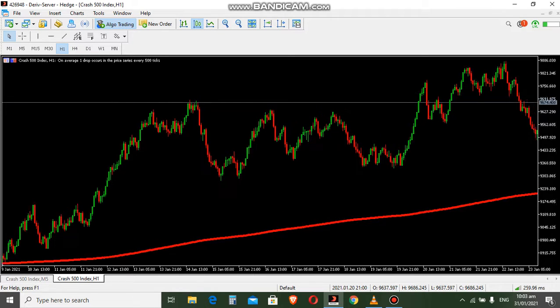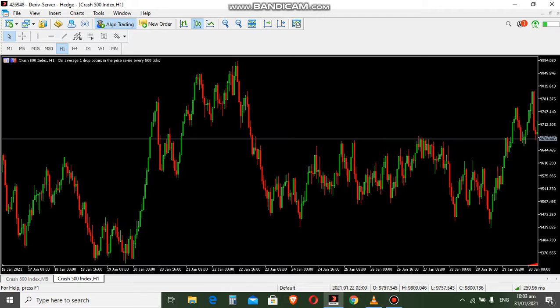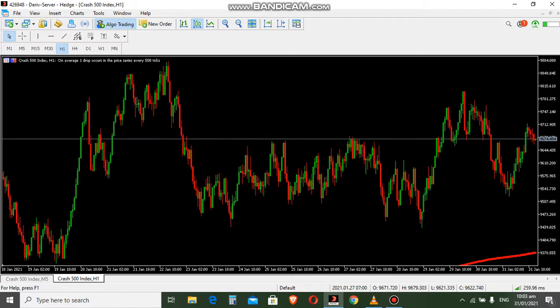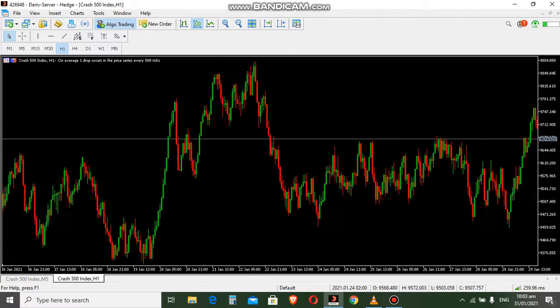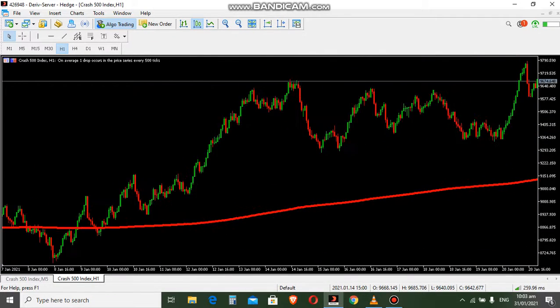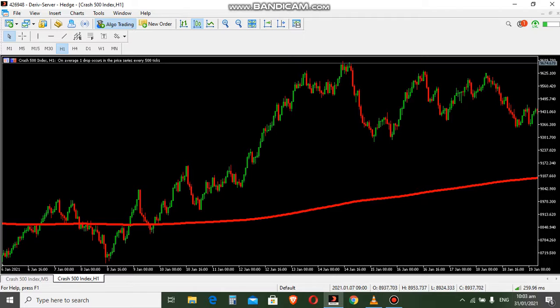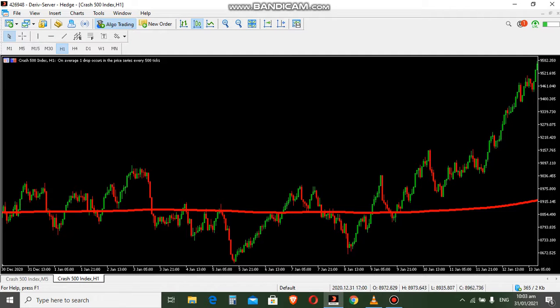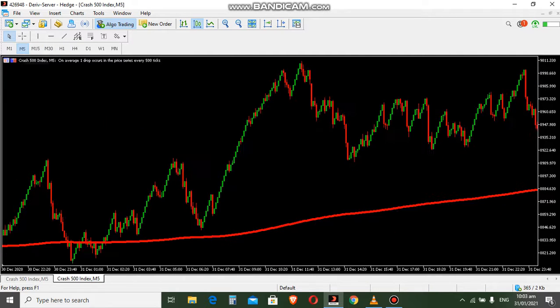So I don't look for a sell trend on here. I always look for how to get a buy signal on this asset. If I check on the 1 hour and I see Crash 500 is above the 800, I quickly go to 15 minutes or 5 minutes to look for a buy signal.